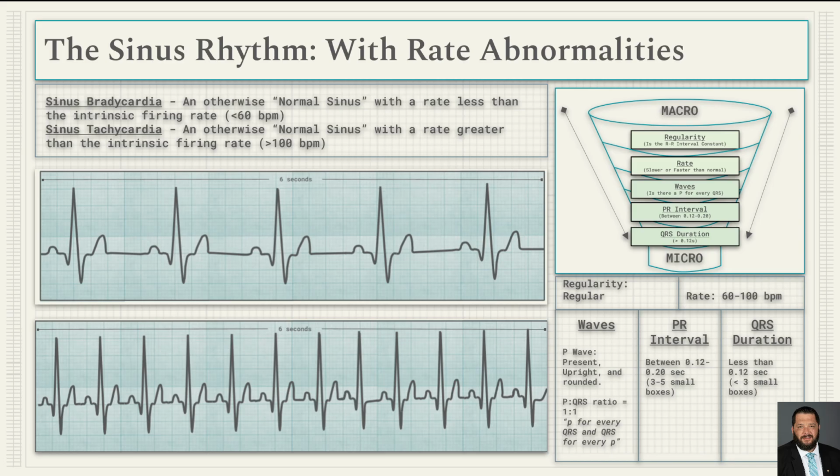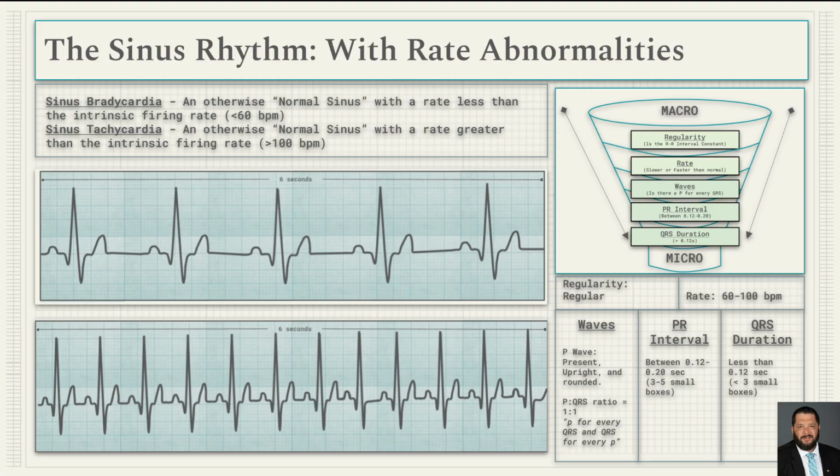Sinus bradycardia is an otherwise normal sinus rhythm with a rate less than its intrinsic firing rate, less than 60 beats per minute. Sinus tachycardia is an otherwise normal sinus rhythm with a rate greater than the intrinsic firing rate, or greater than 100.